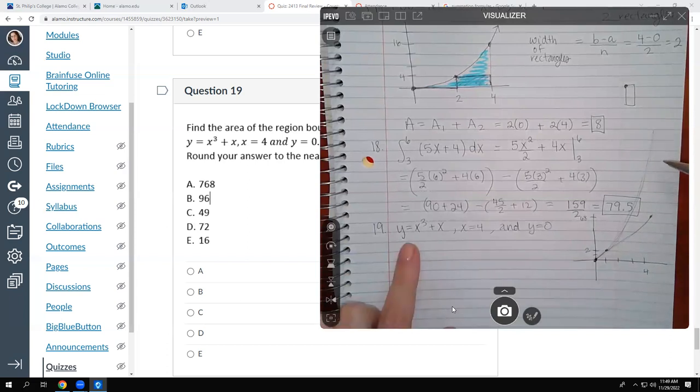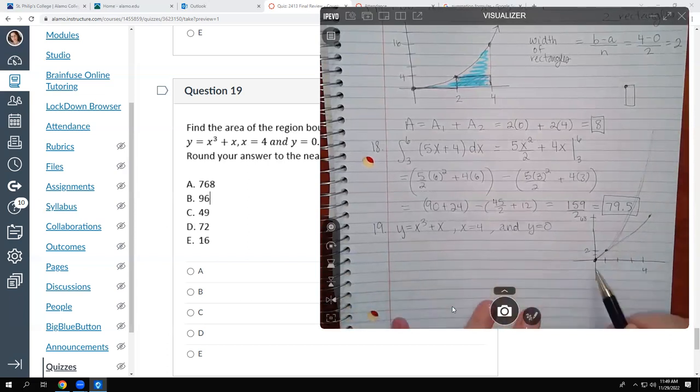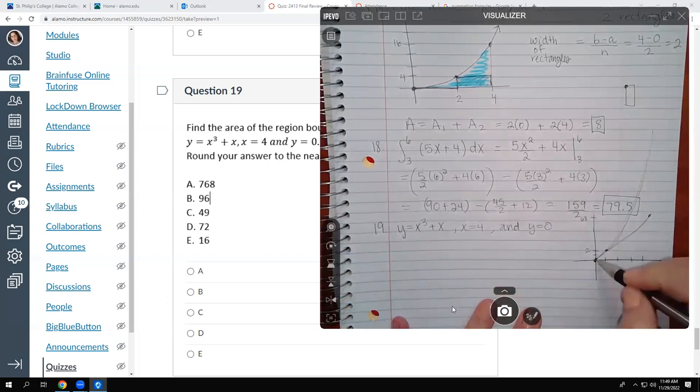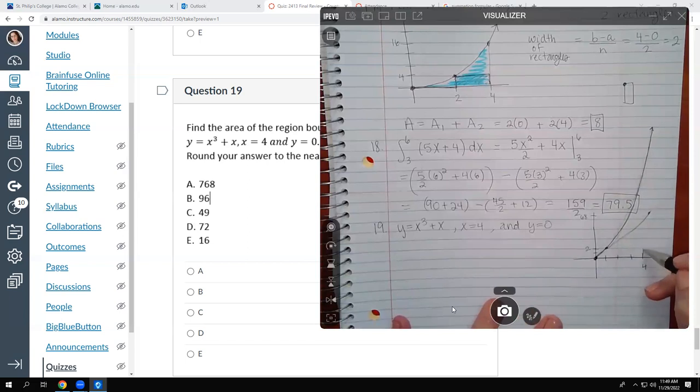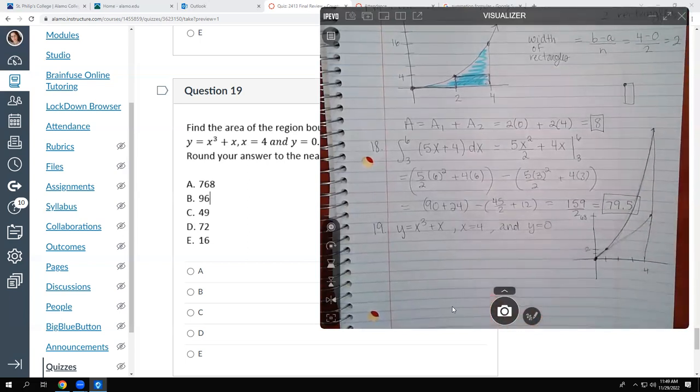And I'm looking at just between this guy and this guy. So here's y equals 0. Here's my big curve. Okay. And then here's x equals 4. I'm trying to draw this correctly, but you get the idea. So I need to find the area of this whole thing.